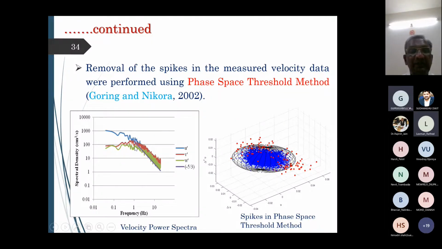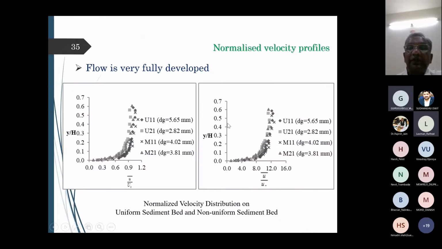And for the inertial subrange, if it is following the -5/3 law, then your collected data is correct. If it is not following, it means there is some error in the data, and that may be questionable, right? So all this post-processing of data, removal of contamination, all those things are very, very important, okay? So now we have to carry out the normalized velocity profile.